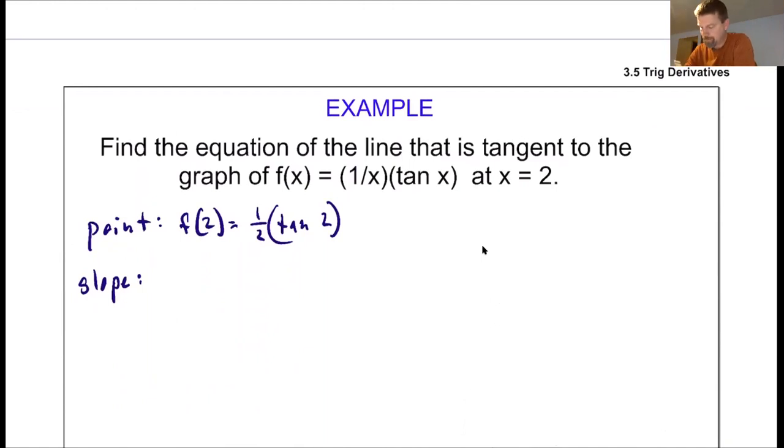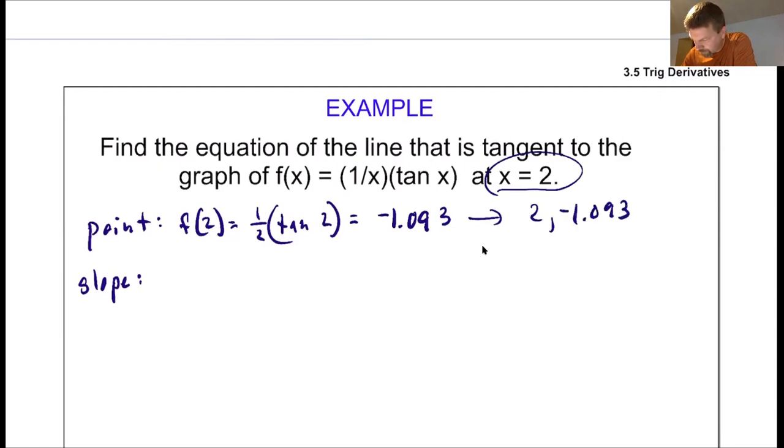If I plug that in, this will equal negative 1.093. So that means I've got a point of 2, from my x value, comma, negative 1.093. That's the point I'm dealing with. F prime gives me slope. I could use a calculator and just find f prime with a calculator, but the whole point of this is memorizing my derivatives, so I should be able to figure that out by hand.